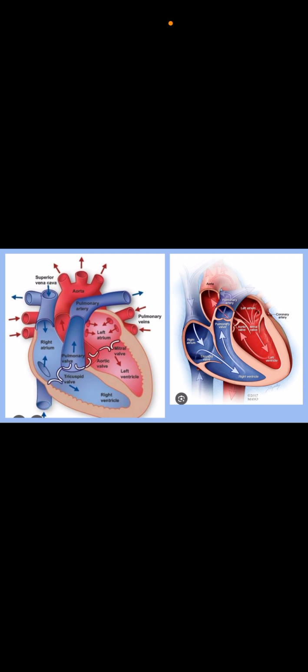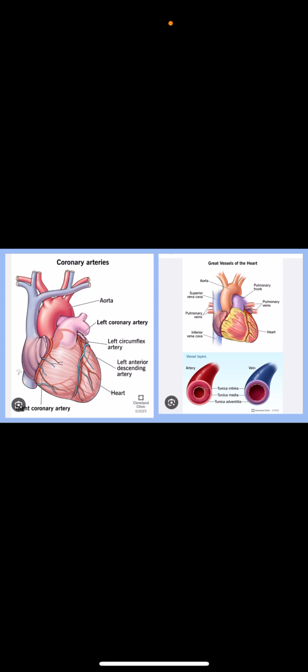The coronary arteries are the heart's personal blood supply. The right coronary artery supplies the right heart and part of the inferior left heart, and the left coronary artery divides into left anterior descending artery, which supplies the anterior septum and left ventricle, and the left circumflex artery, which wraps around the heart to supply the lateral and posterior regions.